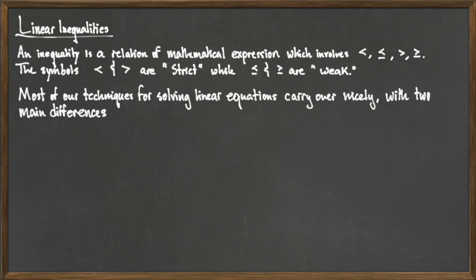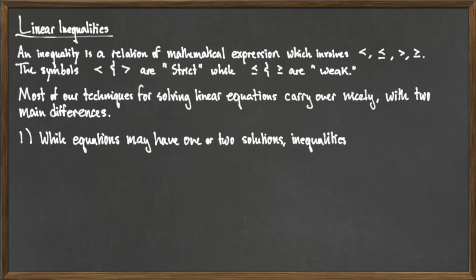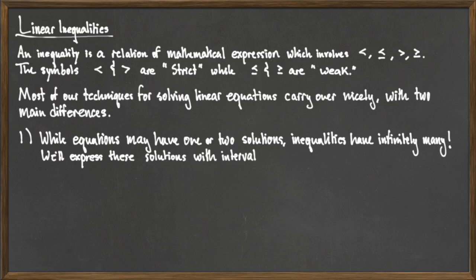The first is that of our solution set. A linear equation can have one or maybe even two solutions when we are dealing with absolute value equations, for instance. However, with linear inequalities, we will most likely have infinitely many solutions because we're going to express our solution set as an interval. For instance, we're going to have answers like x less than 4 as opposed to x equal to 4, and there are infinitely many numbers less than 4. So that's why we have infinitely many solutions to these types of inequalities.